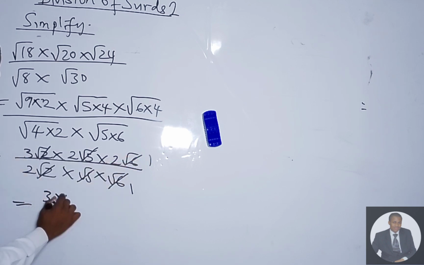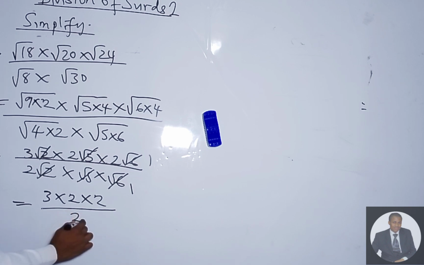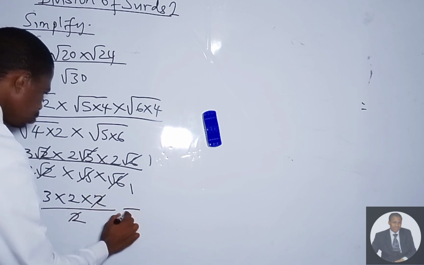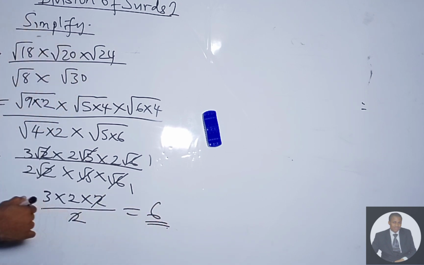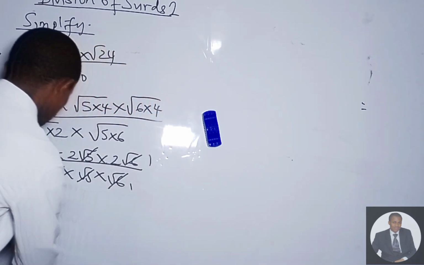3 times 2 times 2 all over 2. So the 2 here we cut 2. So what we have is 6 as our final answer. 3 times 2, 6 as our final answer for this question. Let's look at another question.